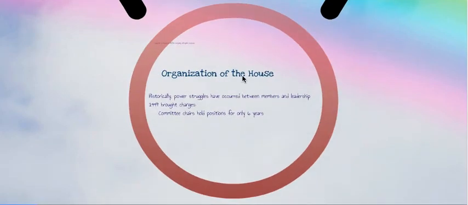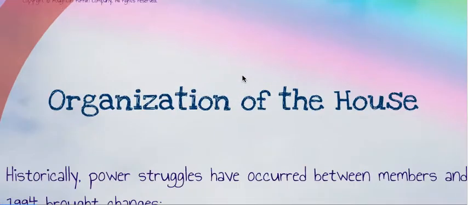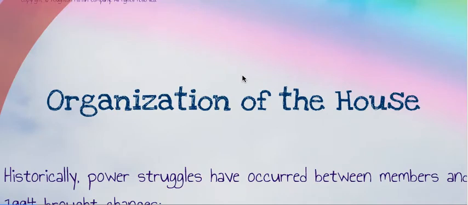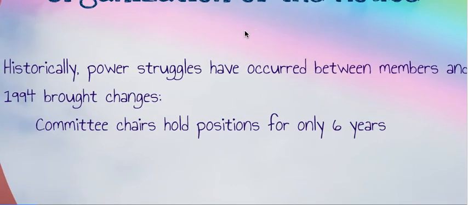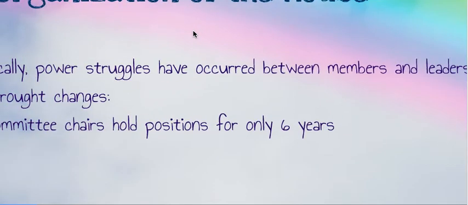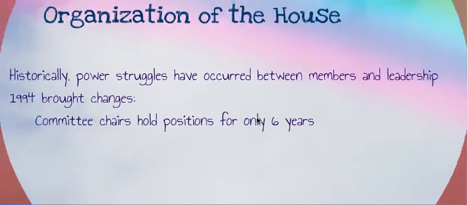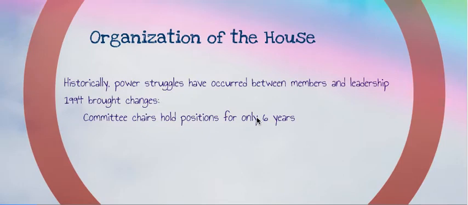Alright, how is the House organized? We'll start out talking about the House of Representatives, and then we'll go on to the Senate. But you know, it's much larger. You have to be 25 years old to be in the House. There are 435 in the House, and they have to do things differently because there are so many people in the House of Representatives. So historically, power struggles have occurred between members and leadership. The leader of the House of Representatives is a Speaker of the House, and Boehner is our one presently.